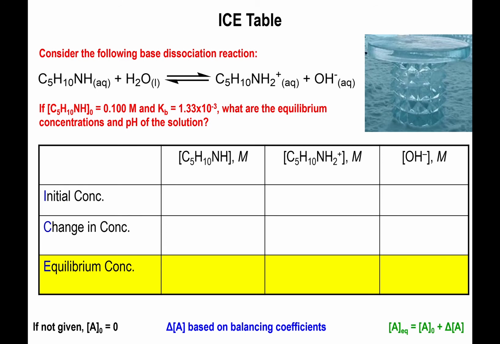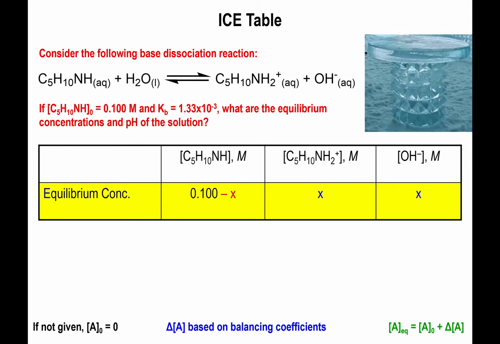So what we do is, at the initial point, set up your typical ICE table. The initial concentration is 0.1 molar for the base. Nothing is being said about the conjugate acid or the hydroxide, so we assume them to be 0 to begin with. And then the change is going to be minus x, and plus x, meaning that the equilibrium concentrations will be 0.1 minus x, and x.